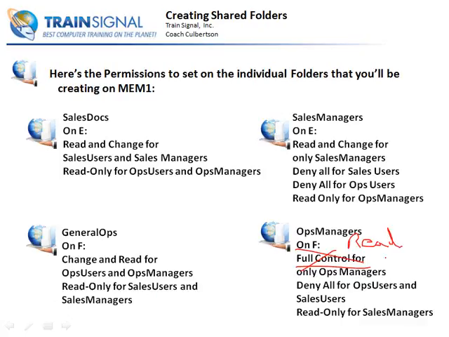All right, so let's go ahead and fix that here on the slide. Read and change. That's some beautiful artwork, isn't it? So we're going to do read and change for the ops managers. We're going to deny everything for ops users and sales users, and then also specify read only for the sales managers so that the sales managers can see what's going on here, but they can't add or change anything to it. All right, so let's bounce back on over to the server, and this time we're going to be using Windows Explorer to set these guys up.